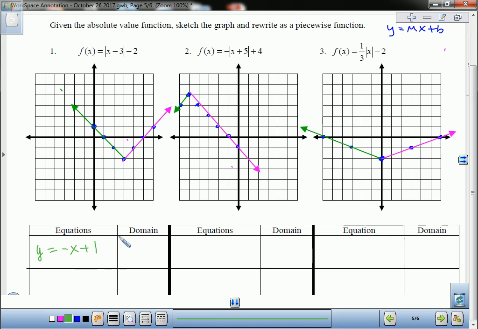Now, this is just the left side. So it goes from negative infinity up to this x value. What's that x value right there? 3. Or we could say it's x values that are less than or equal to 3. So we could write it as an interval or an inequality.